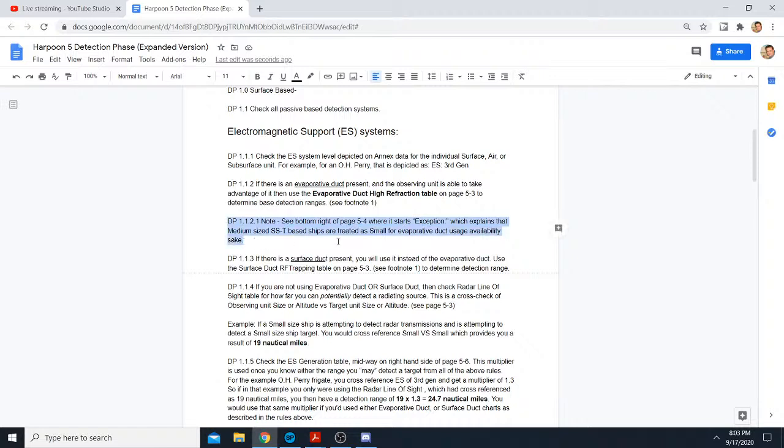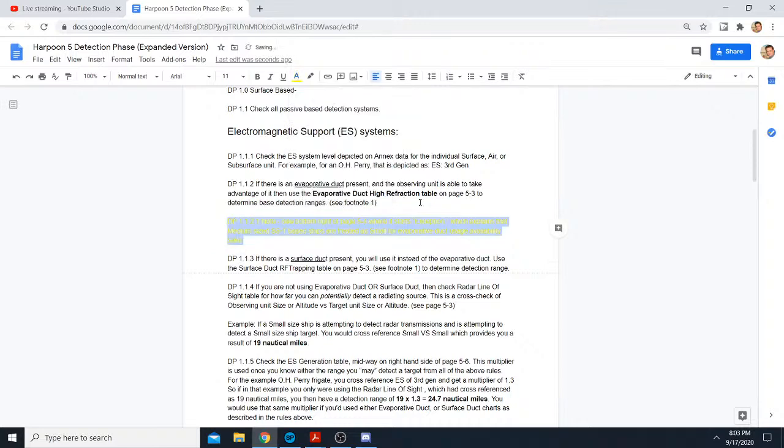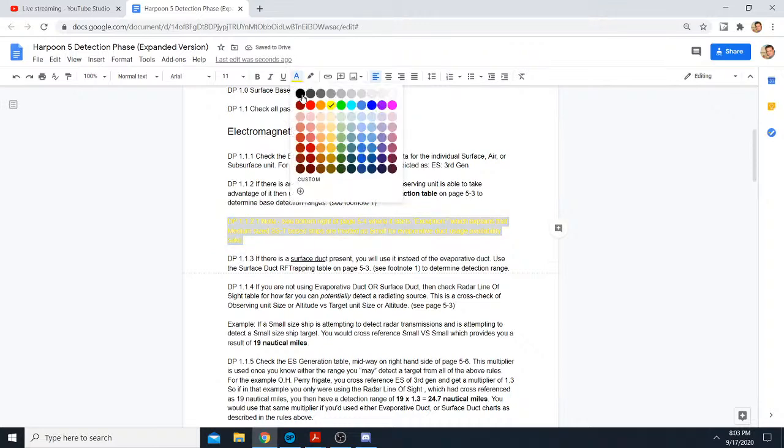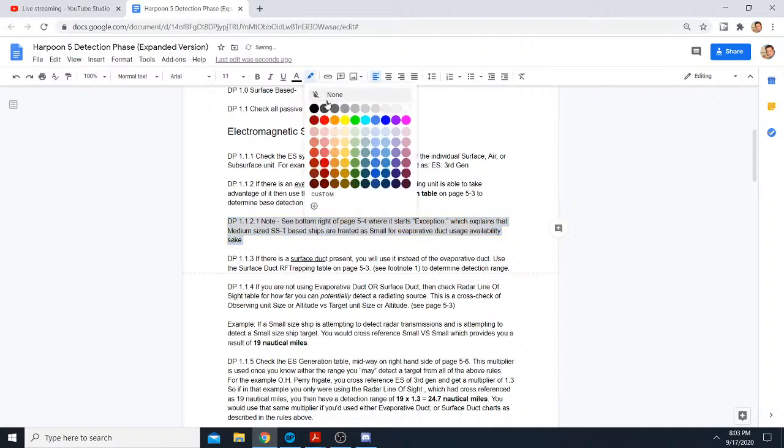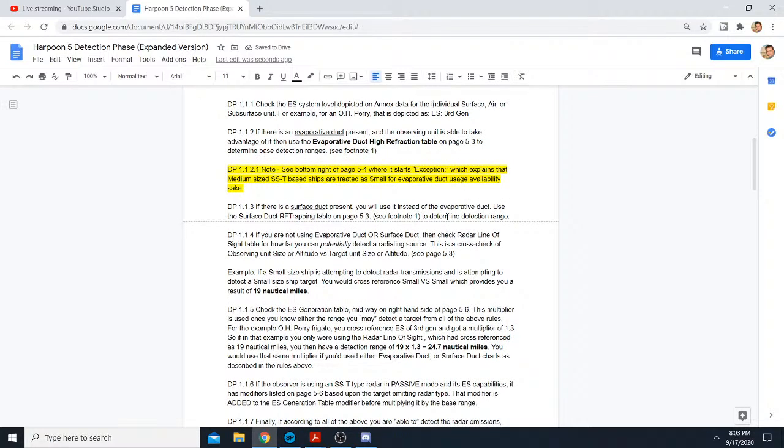There is a small caveat, and I did want to point this one out in case you are captaining a Soviet ship or a Russian ship.